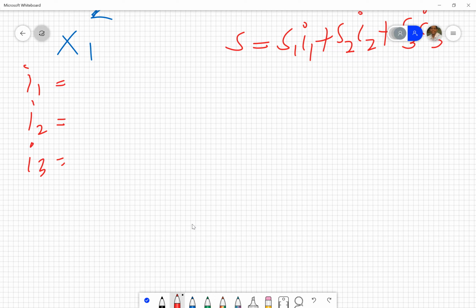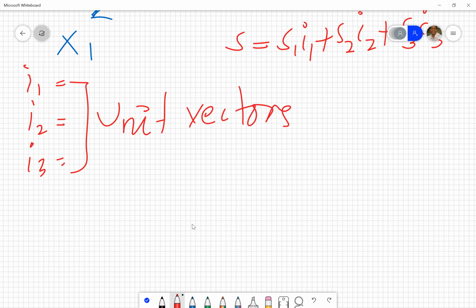The i1, i2, and i3 are the unit vectors, in the respective directions. In the respective directions means x1, x2, and x3, what we have seen in the figure. We are taking three directions x1, x2, and x3. So these are the unit vectors in the directions of x1, x2, and x3 respectively.